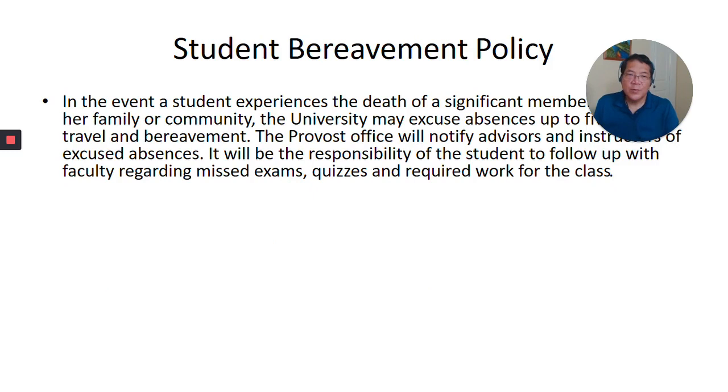The same is true with our student bereavement policy. In the event the student experiences death of a significant member of the family, of the community, the university may excuse absence of 5 days for travel and bereavement. The provost's office will notify advisors and instructors of excused absences. So it's a very cold statement. It's like, well, if it's someone really close, maybe we'll give you 5 days. But if it's someone who's more like a distant relative, maybe we'll give you like 1 day or 2 days. I'm sure it is not intended to make that kind of statement, but it basically does.